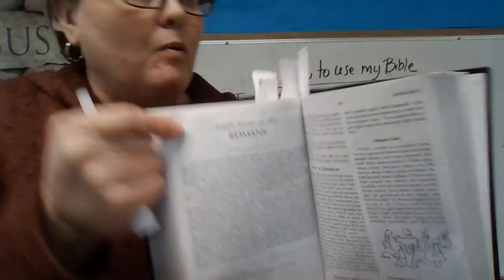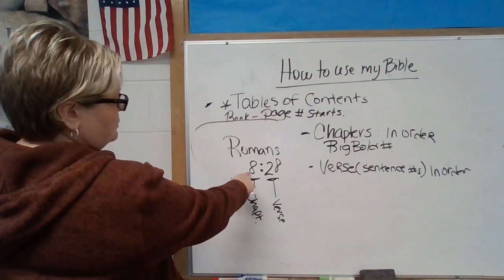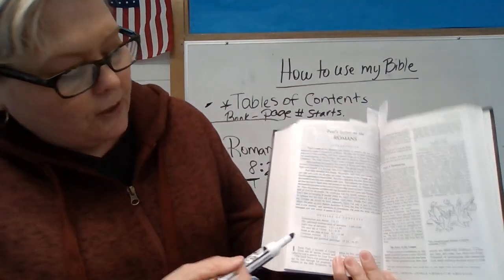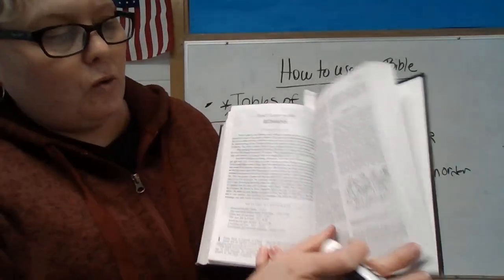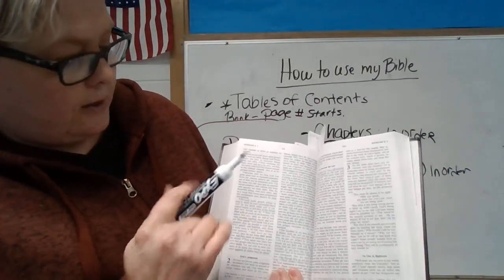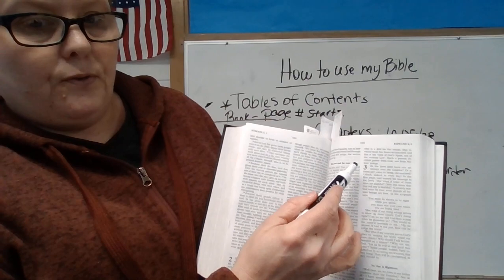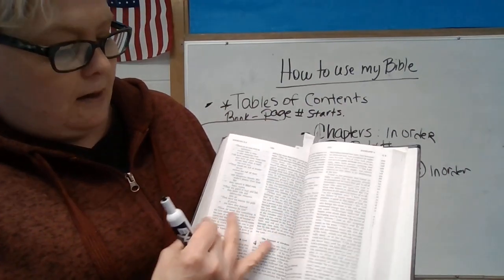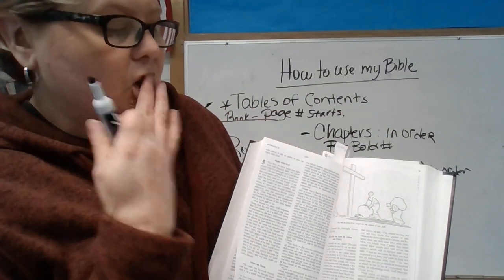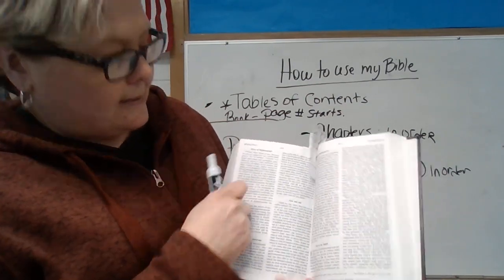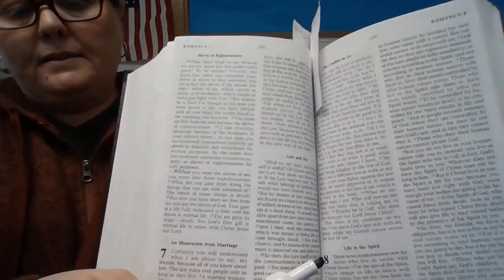Okay, now what did we say our chapter was? Chapter 8. So we're going to look for a chapter. There's our big number 1. Remember, these come in order. So we turn, there's 2, 3, 4, 5, 6, 7. There's chapter 8 in Romans.